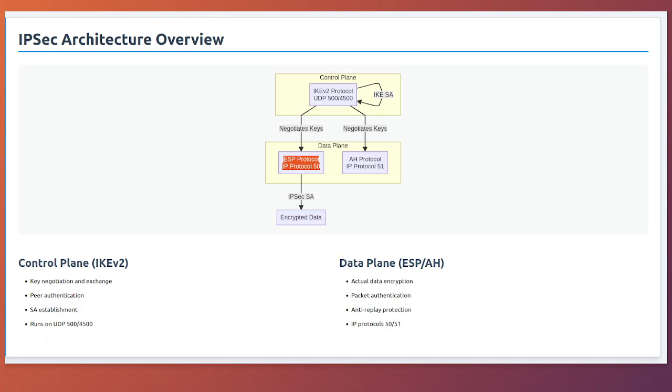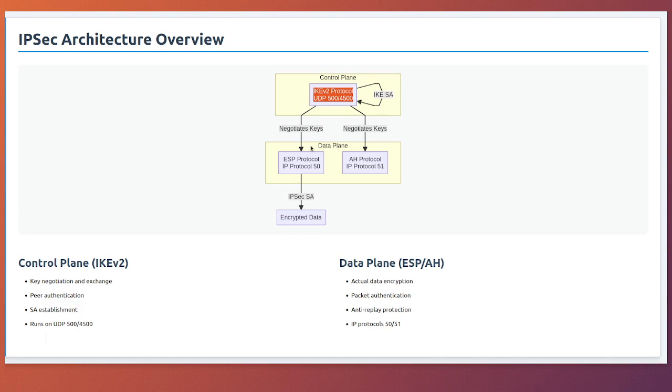Now, here's where ikev2 comes in. Before ESP can do its job, we need to establish cryptographic keys and agree on security parameters. That's ikev2's role. It's the negotiator that sets up everything ESP needs to secure your traffic. Without ikev2, you'd have to manually configure keys on every device, which would be a security and operational nightmare.